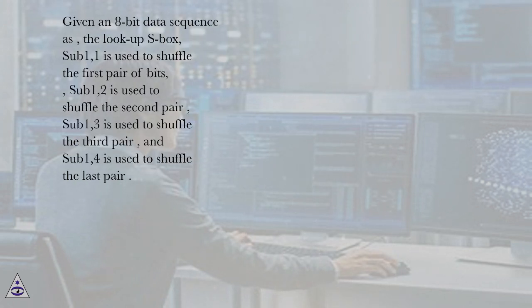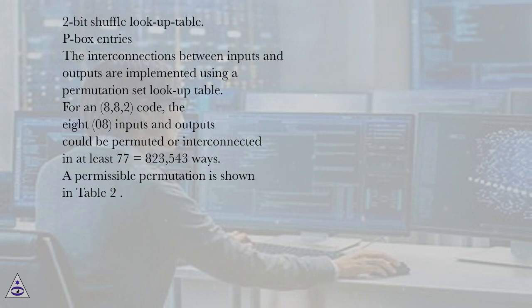Given an 8-bit data sequence, the lookup S-box S_{1,1} is used to shuffle the first pair of bits, S_{1,2} is used to shuffle the second pair, S_{1,3} is used to shuffle the third pair, and S_{1,4} is used to shuffle the last pair. 2-bit shuffle lookup table. P-box entries.